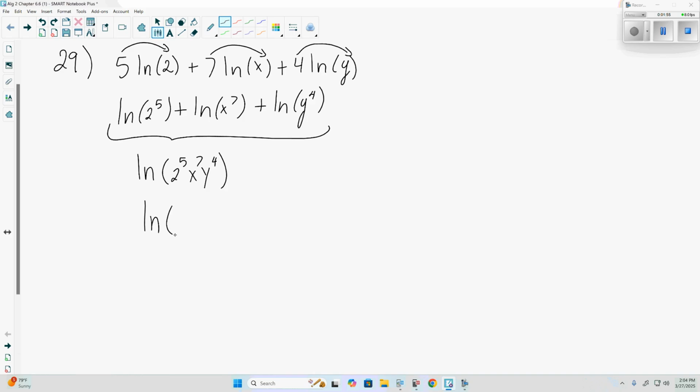Now we just need to simplify where possible. The only thing we can simplify here is 2 to the 5th, which is 32.